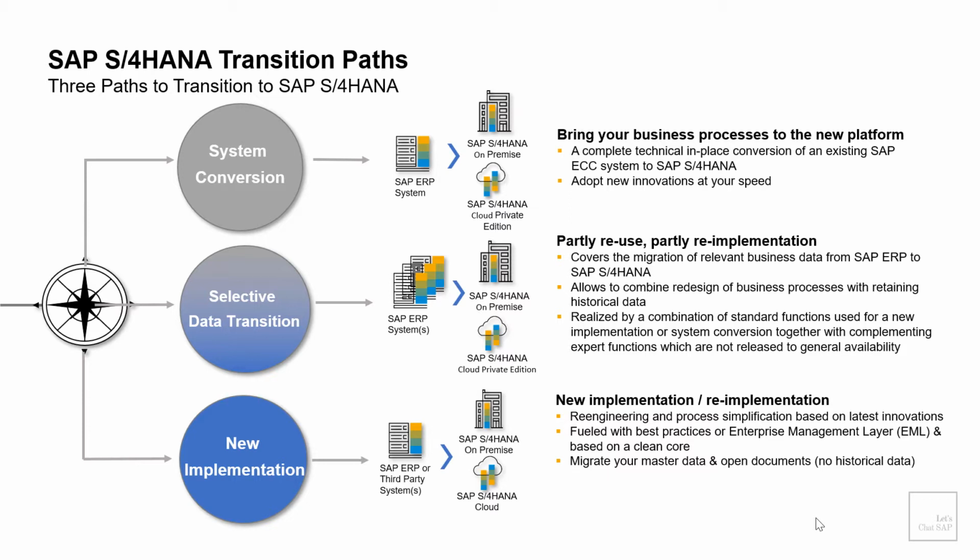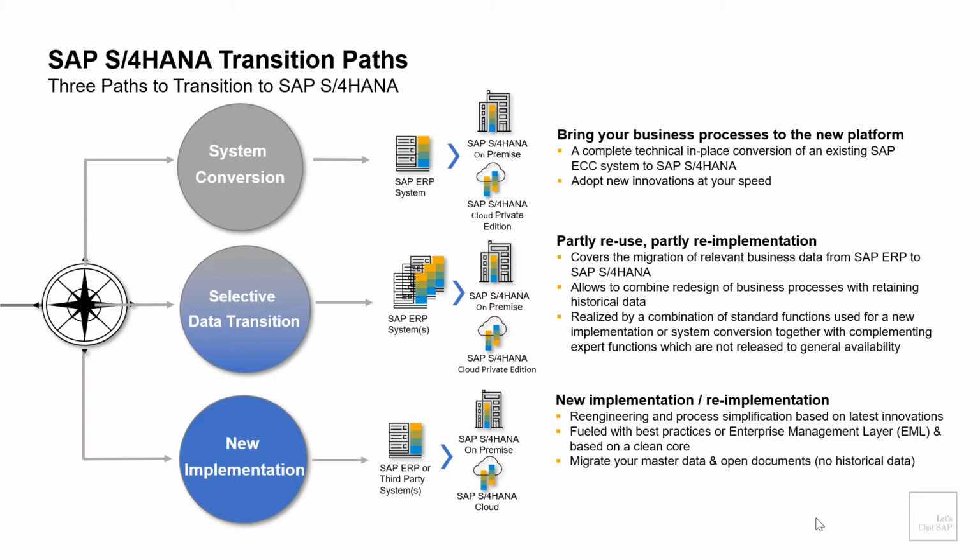The next one is selective data transition. If you have multiple ECC systems, and if you don't want to carry everything to the new S4HANA system, then this would be the right choice. This way you can pick and choose a particular set of data from these multiple source systems that you would like to move to S4HANA and then migrate them accordingly.